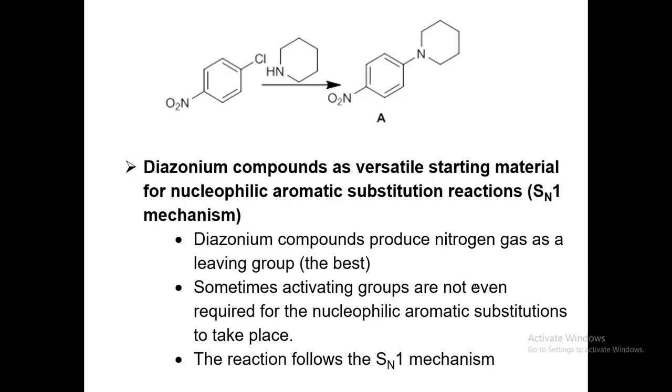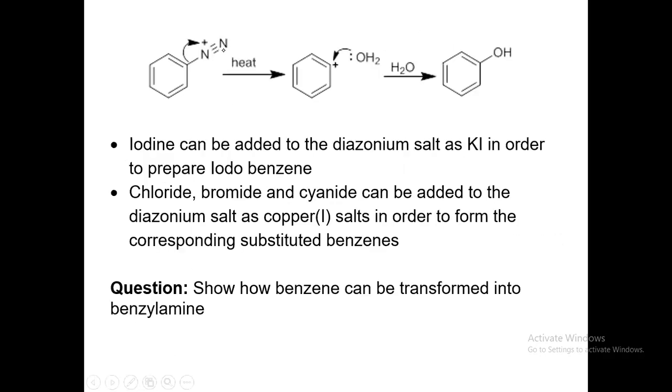Sometimes activating groups are not even required for nucleophilic substitution to take place. You don't even need any activating group, right? Now the reaction follows SN1. That means there's a carbocation formed, an SN1 reaction. No two ways about that. So this is the diazonium salt. It has the N2, the good leaving group, nitrogen gas. It leaves and creates a positive charge there, right?